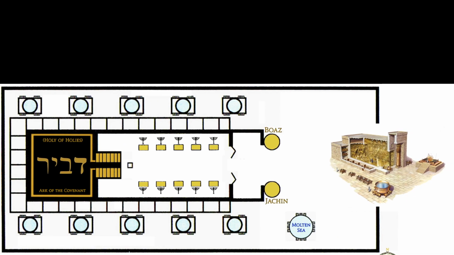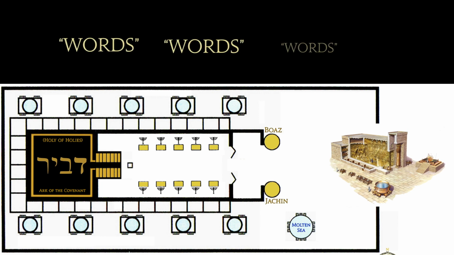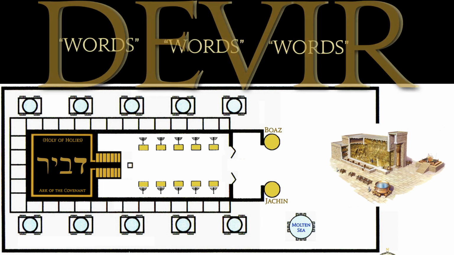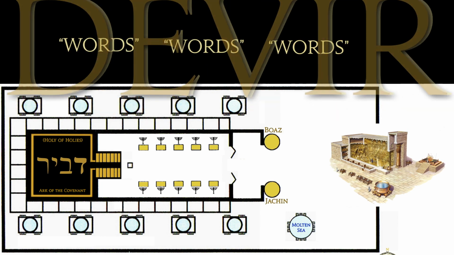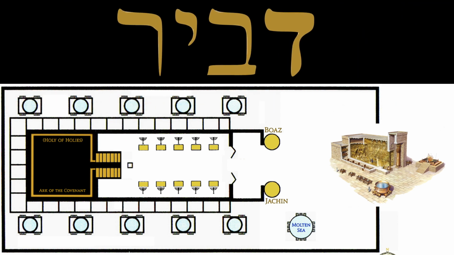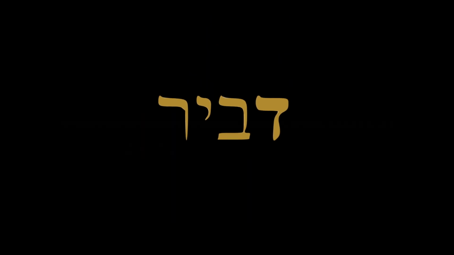So every time Hamlet says words, words, words, he's saying Devir, Devir, Devir. He's giving the whole game away. How brilliant. He's telling you not only his own name, but he's telling you the actual Hebrew name for the Holy of Holies. The answer is in the altar. The answer to Shakespeare is Devir.